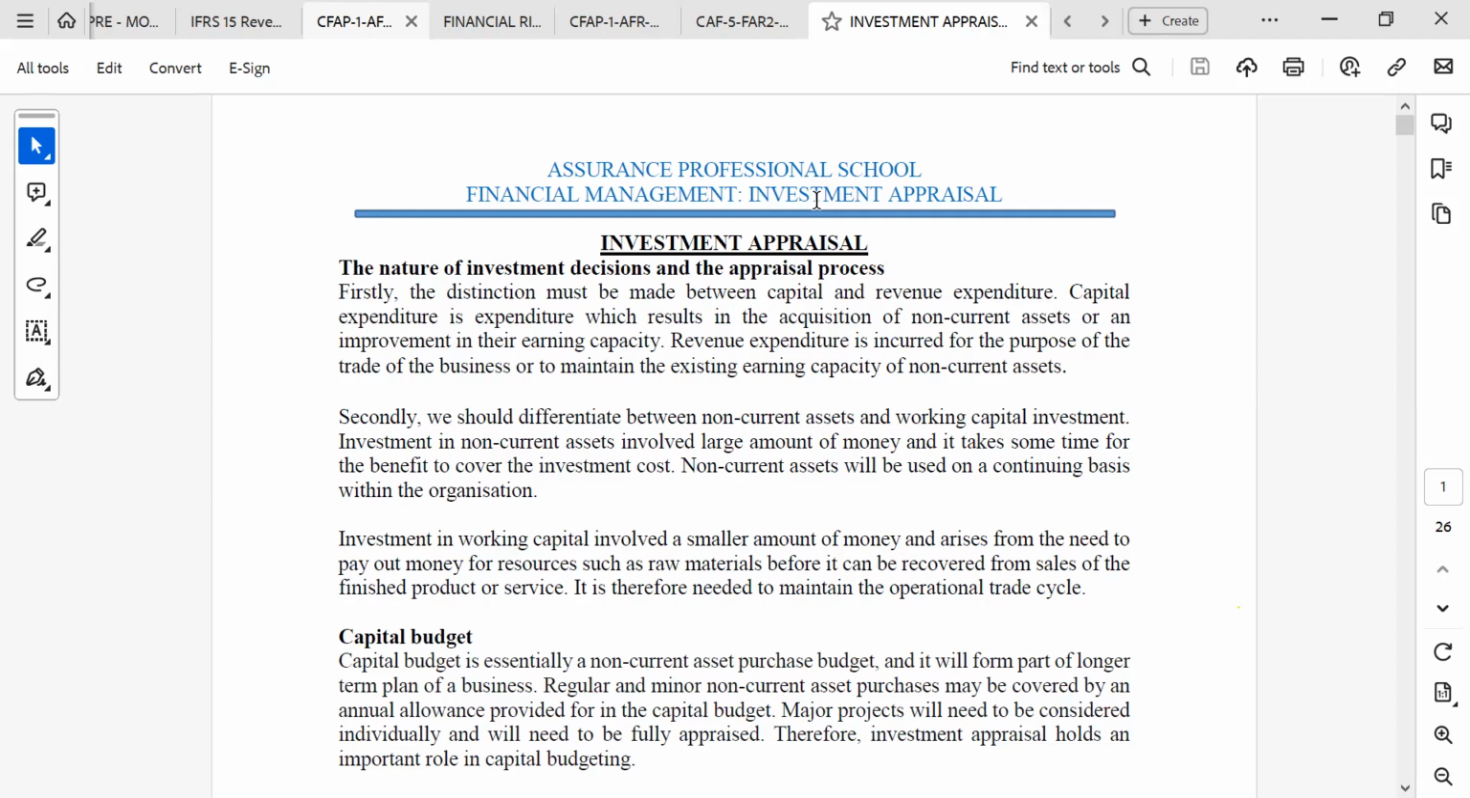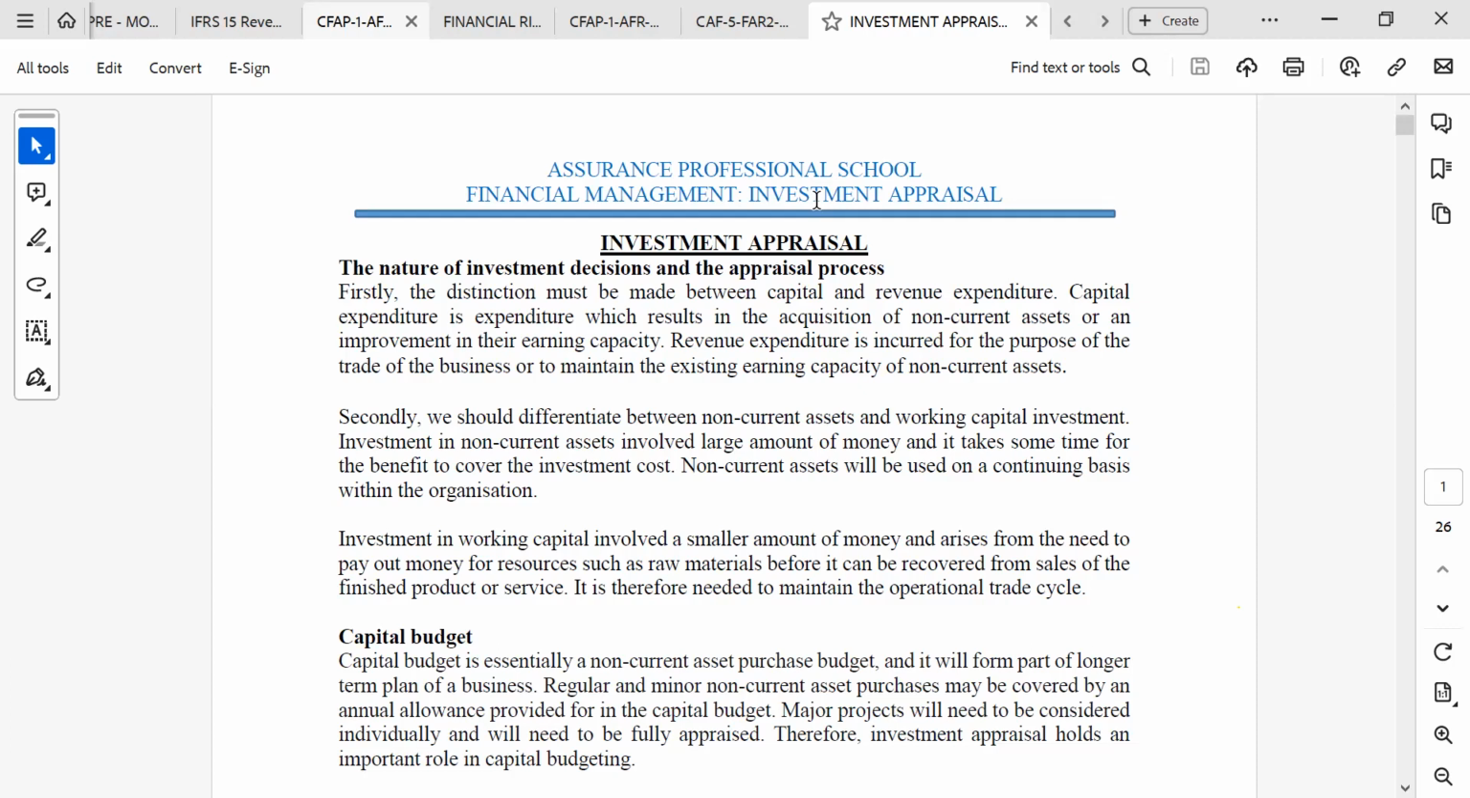So we are going to be looking at what we call capital budgeting. Capital budgeting has to do with non-current assets. So you having a budget for a non-current asset is what we call the capital budgeting. Or you preparing a budget for a non-current asset is what we call the capital budgeting. So the investment appraisal, we are looking at what? Capital assets. What do you call capital asset? Those assets that are going to take a substantial period for them to be consumed. That's what we call the capital assets.